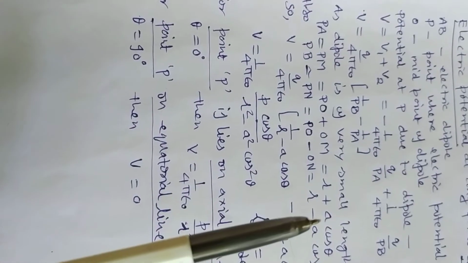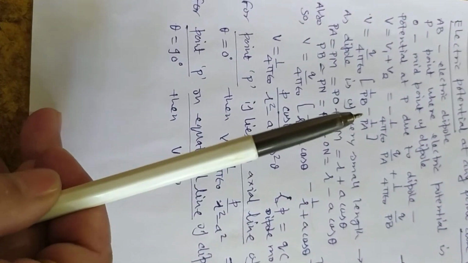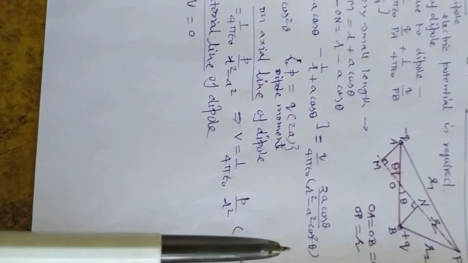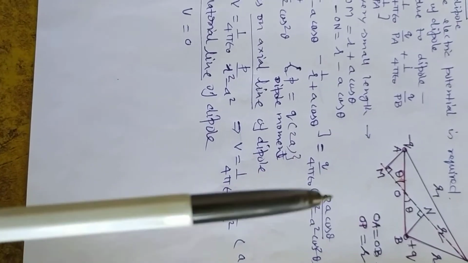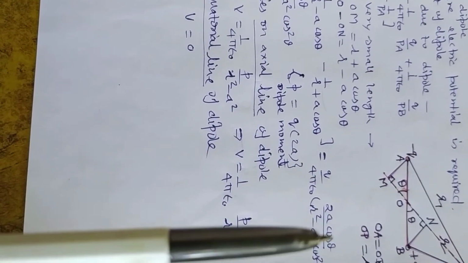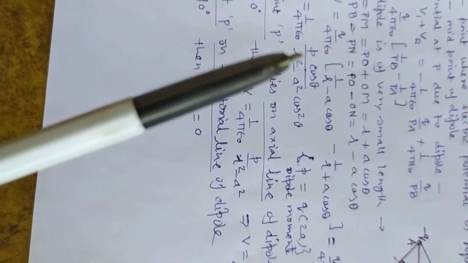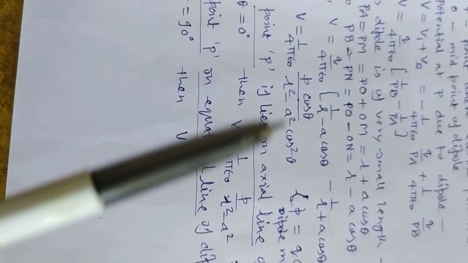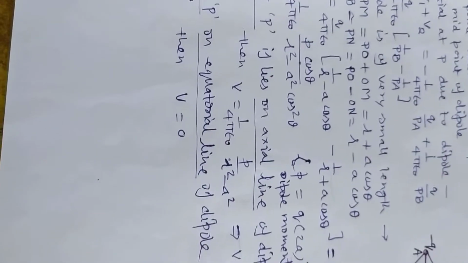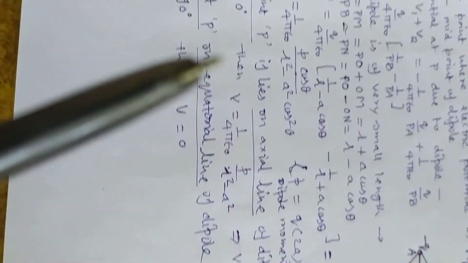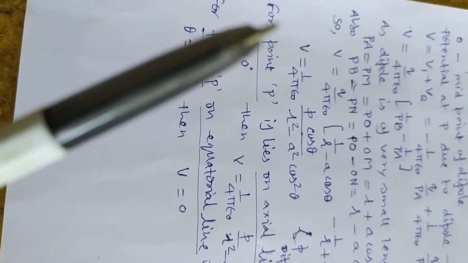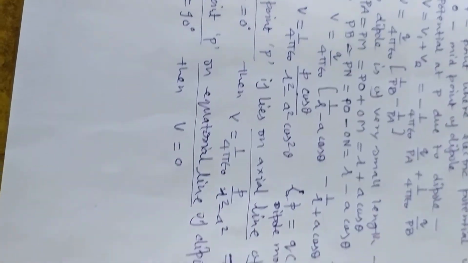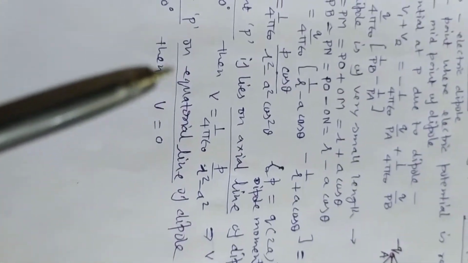So the potential, by putting these values here and solving, taking LCM, we will have this, right? We are familiar with Q into 2A, that is the product of Q into the separation of the two charges, as P. What is P? The electric dipole moment of the dipole. We will have this, right? I told you P is equal to Q into 2A. So this is the general expression for the potential at point P, or point P if it lies on the axial line of the dipole.